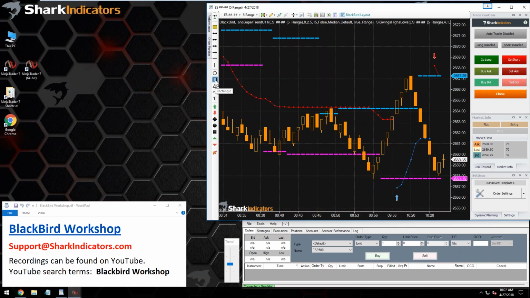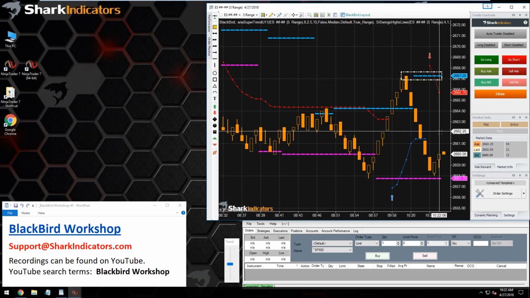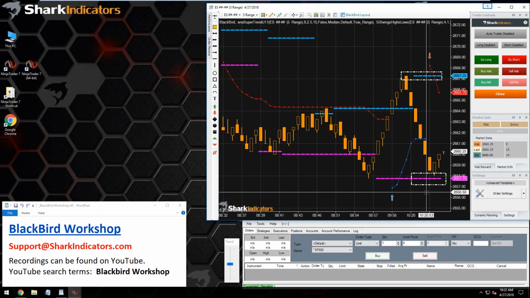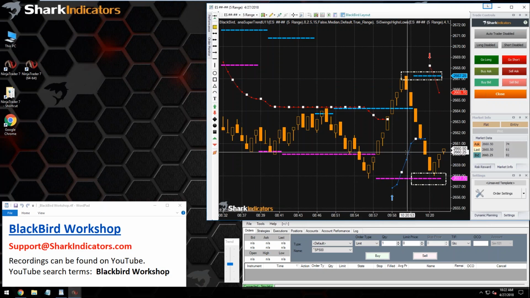All right, so there we go. We have a swing high, so we can take a short trade there, and we also have a swing low, so we can take a long trade. But of course, whenever you're using an indicator such as the anaSuperTrend or the chandelier, there will be cases where your super trend may be in the wrong direction.